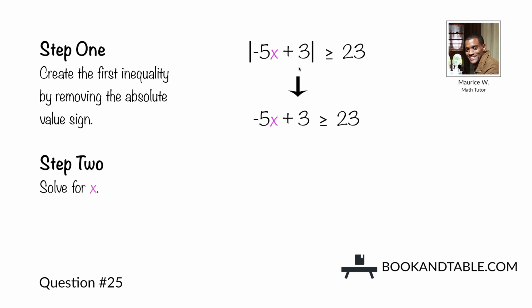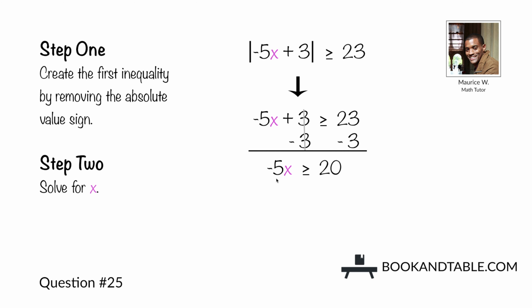So step 1, create the first inequality by removing the absolute value sign. This is the first inequality we want to solve for. So step 2, solve for x. So negative 5x plus 3 is greater than or equal to 23. So the first thing you want to do is remove the constant by subtracting 3 from both sides, leaving us with negative 5x on the left. 23 minus 3 is 20 on the right.